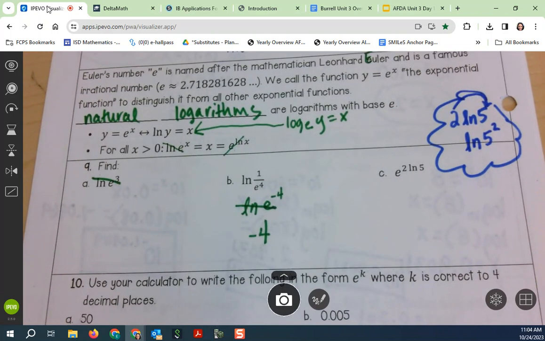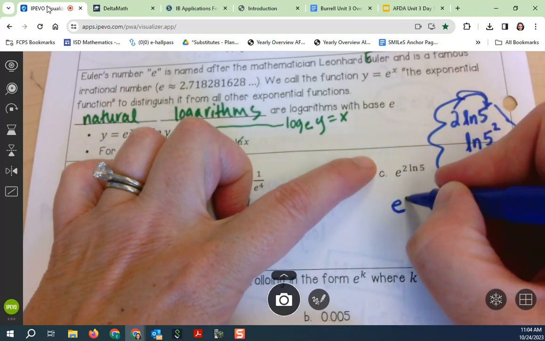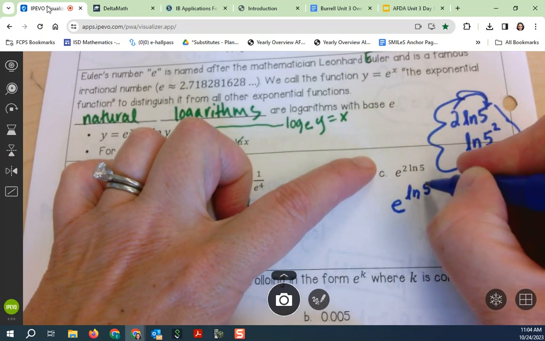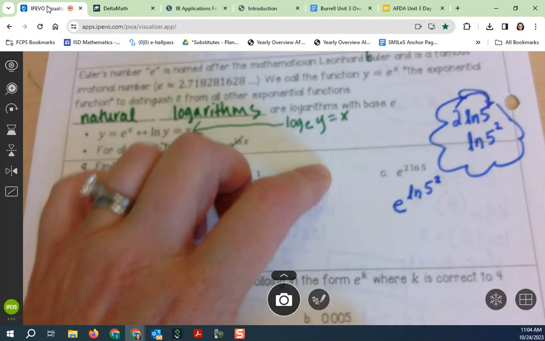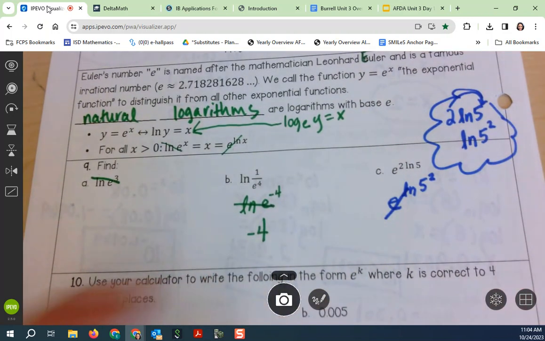It's weird, and it seems maybe that's unlikely, but you can type them into your calculator and you will find it is true. So I'm going to rewrite this as e raised to the ln of 5 squared. And then I can cancel out the e and the ln, and 5 squared gives me what? 25.